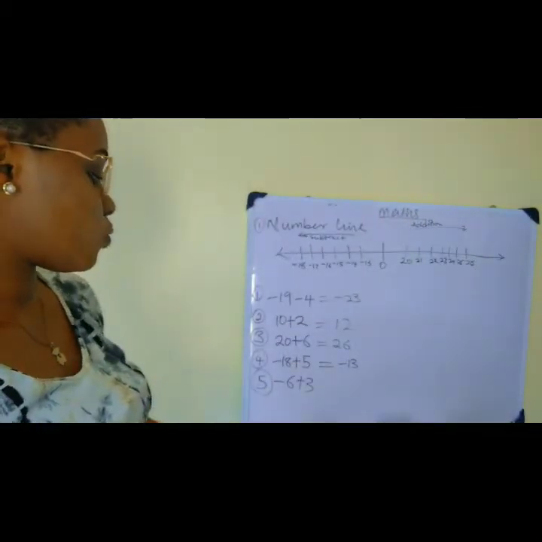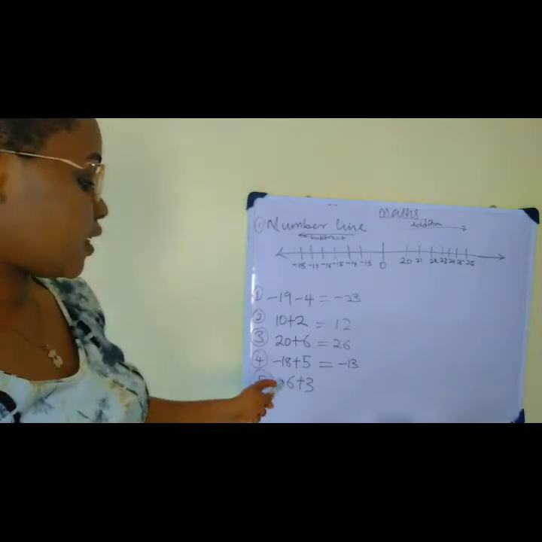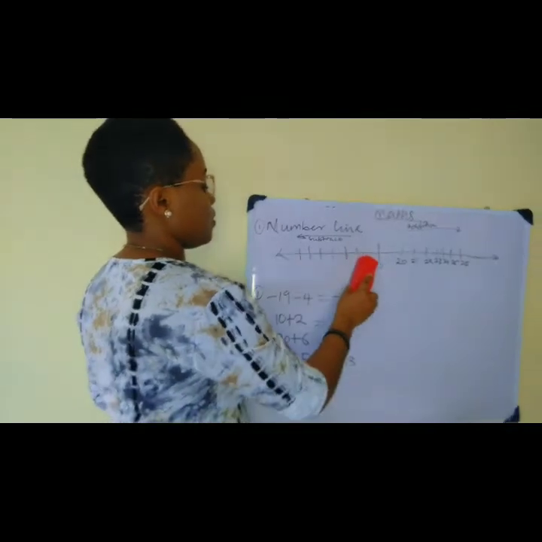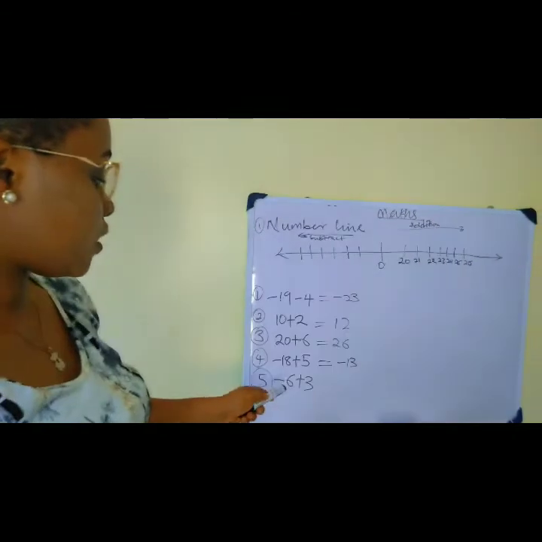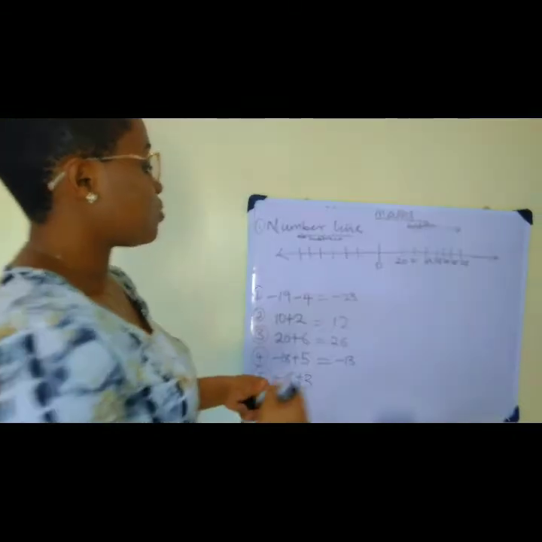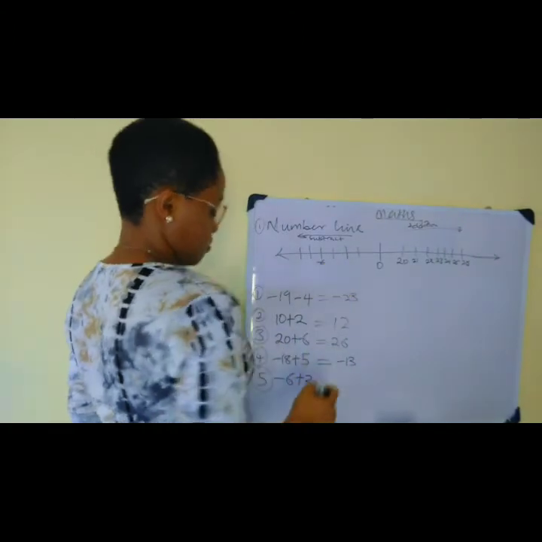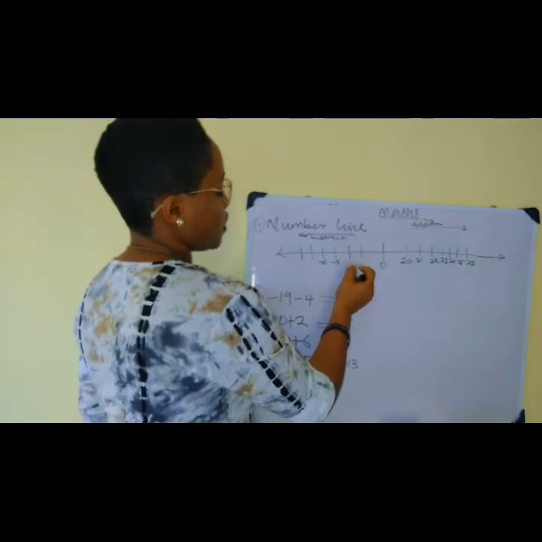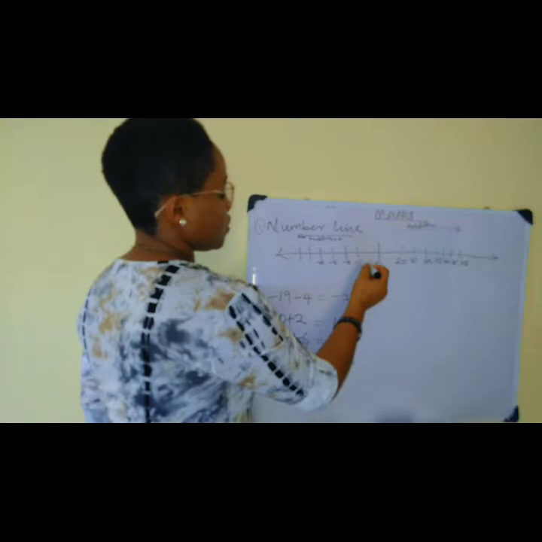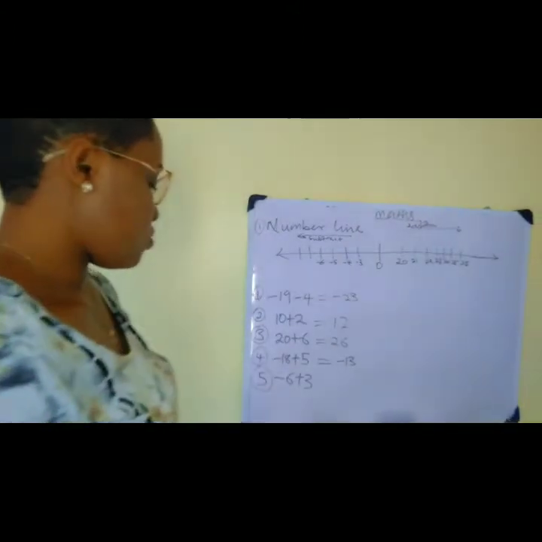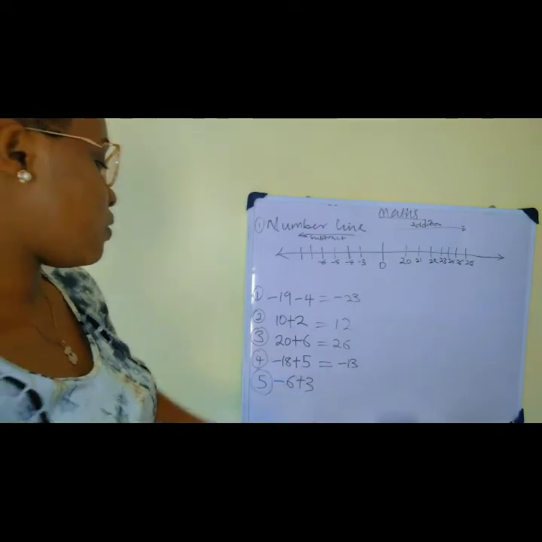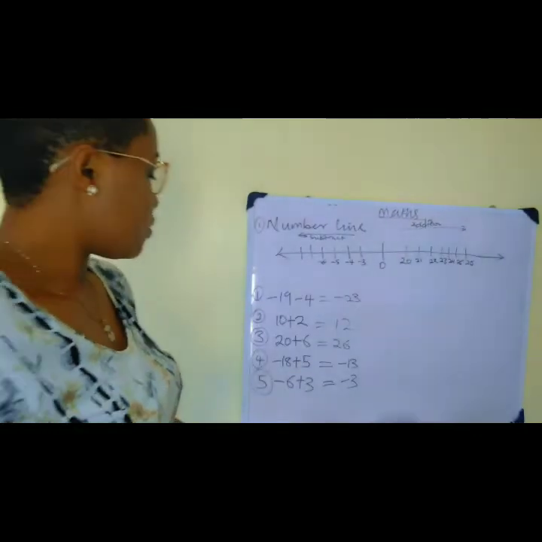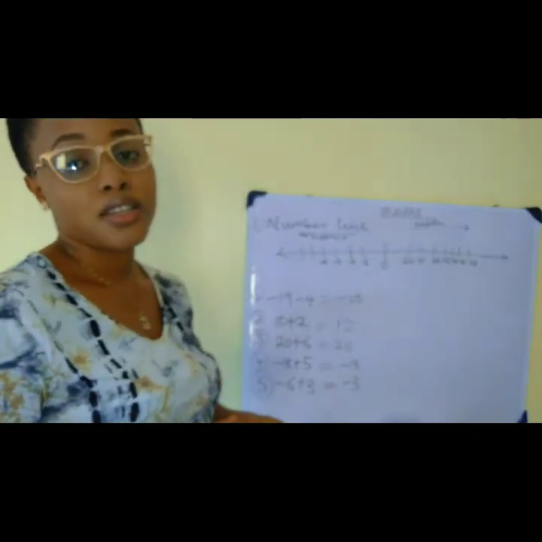And then the fifth one is negative 6 plus 3. Negative 6 plus 3. That means we're going right. So let's say that this is our negative 6. Add 3 points to it. 1, 2, 3. This is negative 5, negative 4, negative 3. So negative 6 plus 3 will give us a negative 3. So that's how you solve questions like this using a number line.